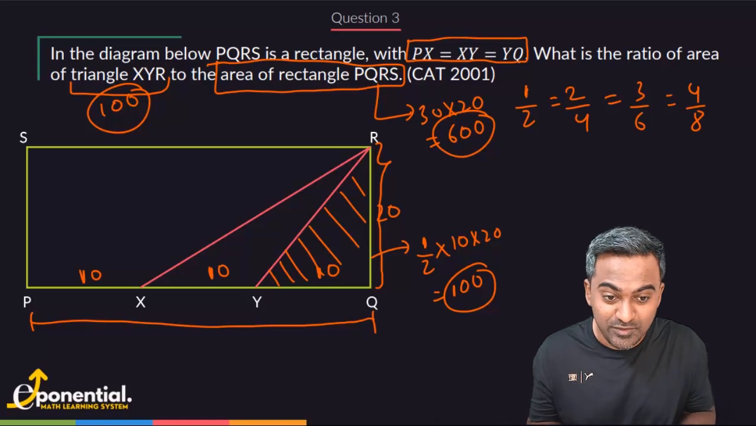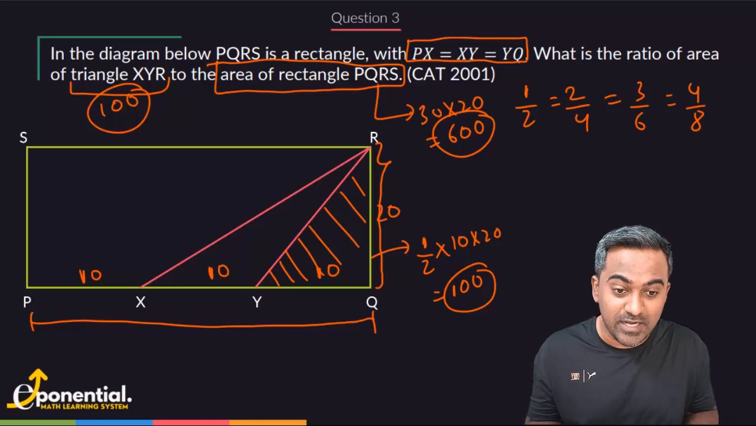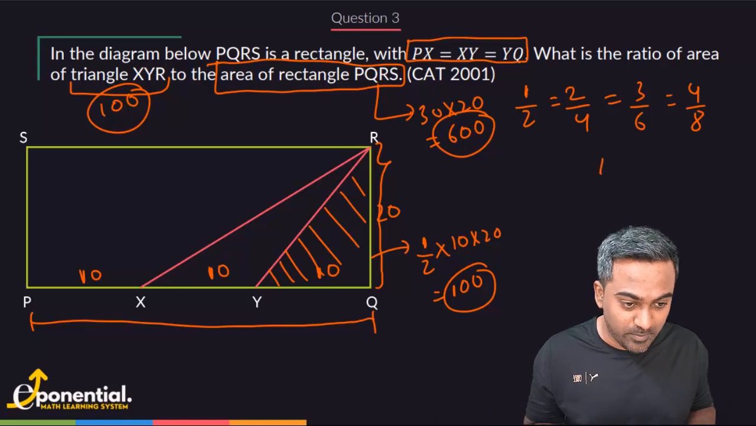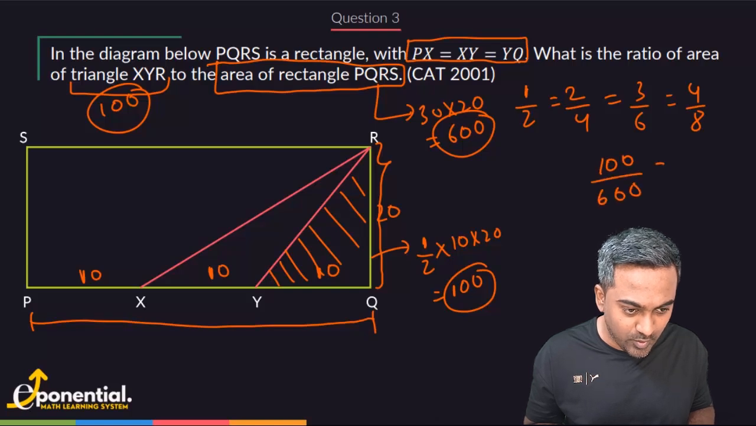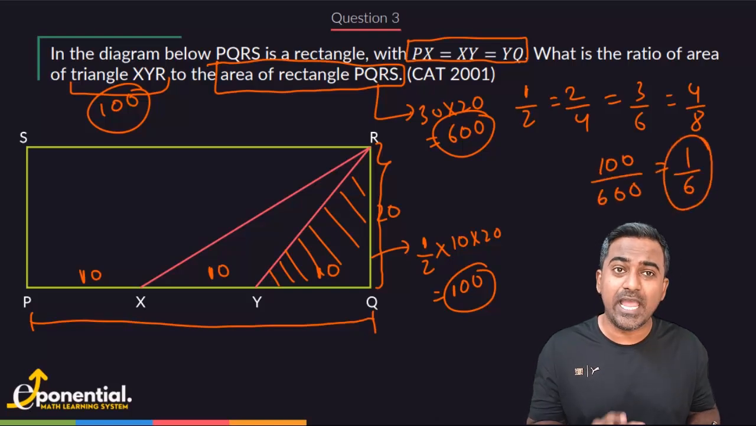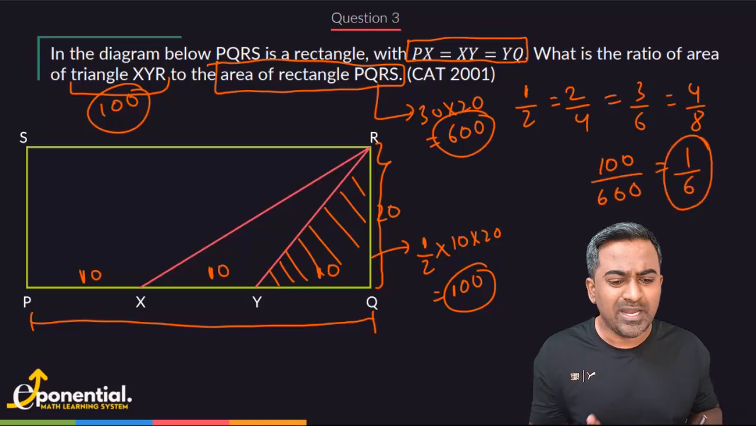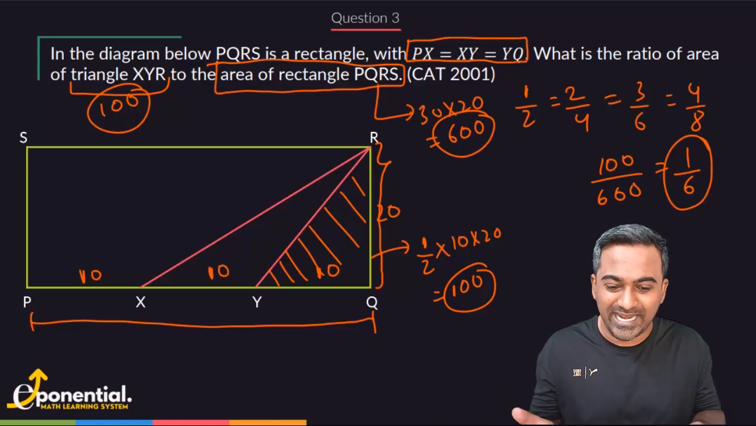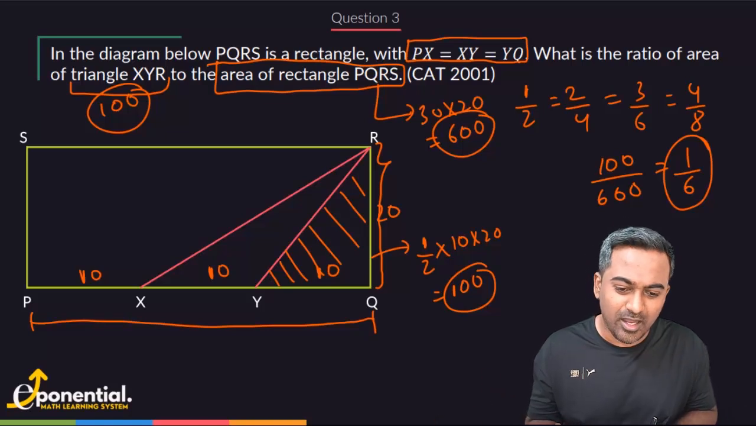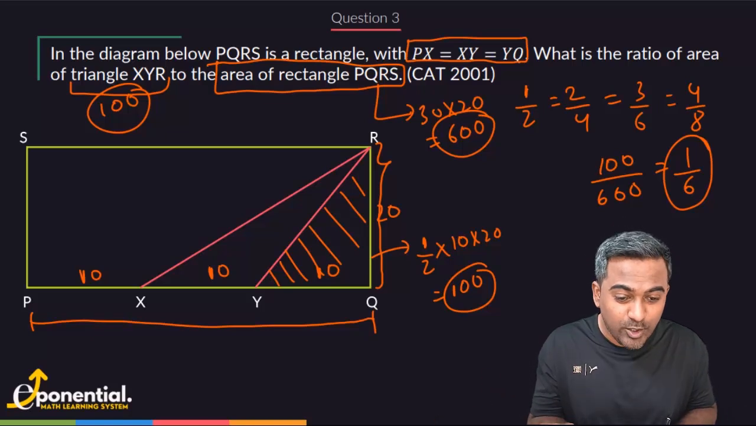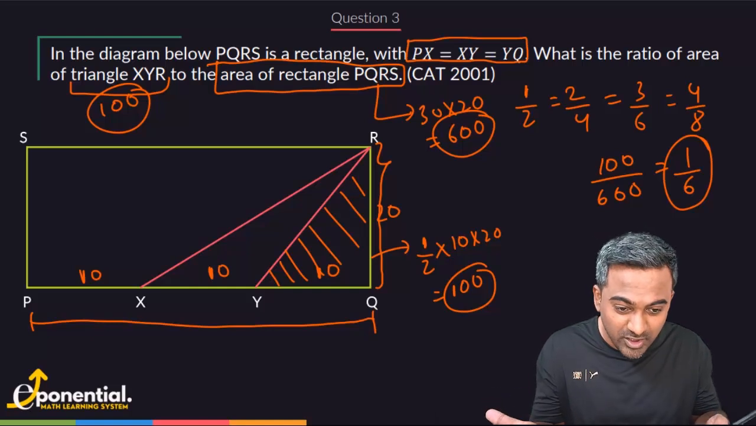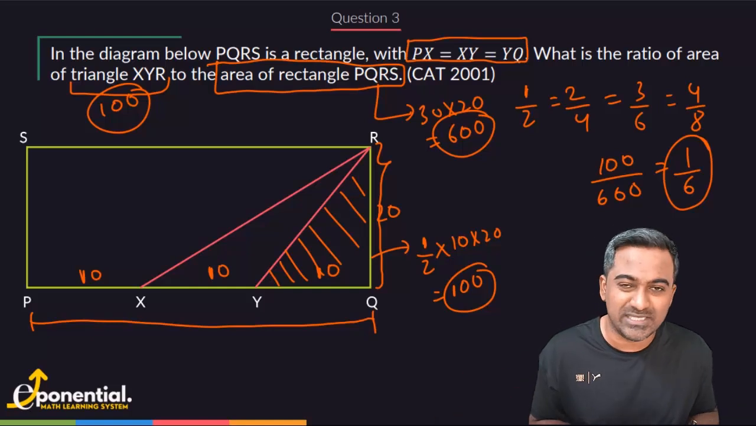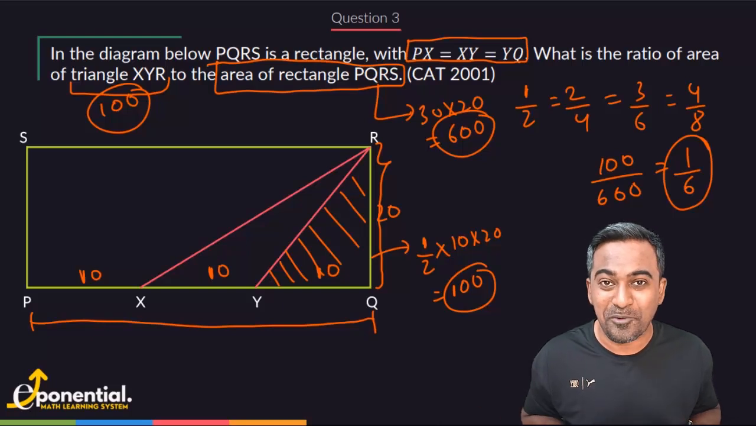What is the ratio of the area of the triangle XYR to the area of rectangle PQRS? It's going to be 100 divided by 600, and there you go. The ratio is going to be 1:6, and I'm sure you'll get the same answer. It doesn't matter what numbers you take. Like you can take PX to be 2, XY to be 2, YQ to be 2, and then you can take RQ here to be 5, 10, whatever your choice is. We're all going to end up with the same answer.